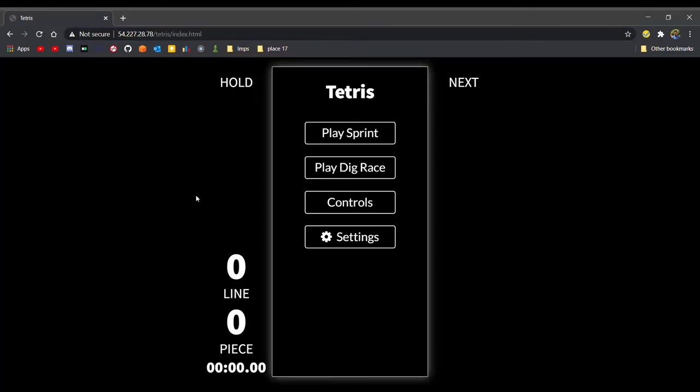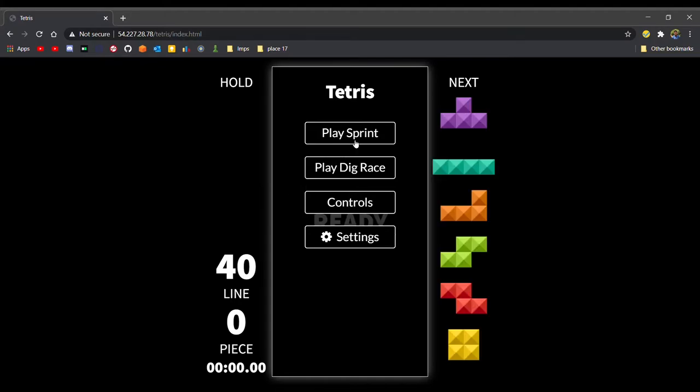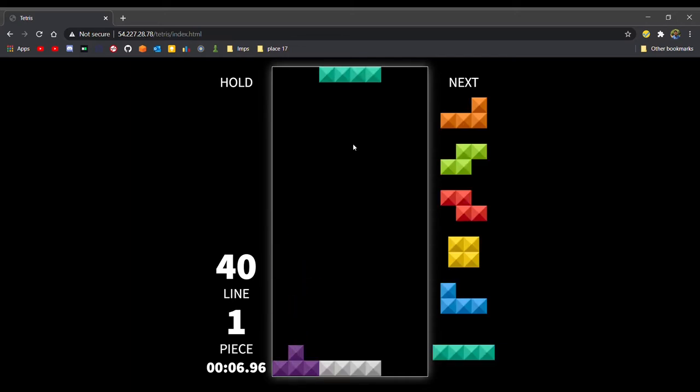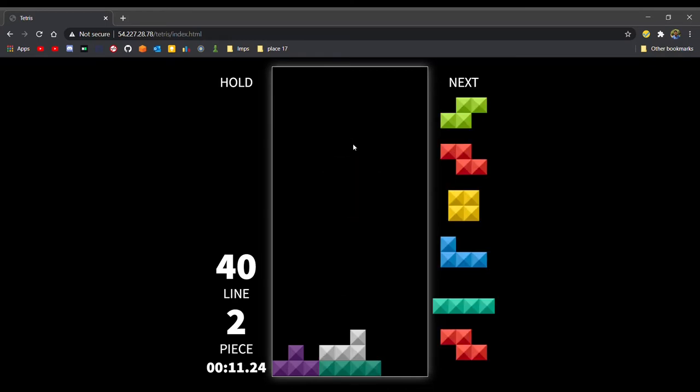So this is the Tetris game where you can play. Use the arrow buttons for moving the pieces faster and the Z and X keys to rotate them. So this is one game.